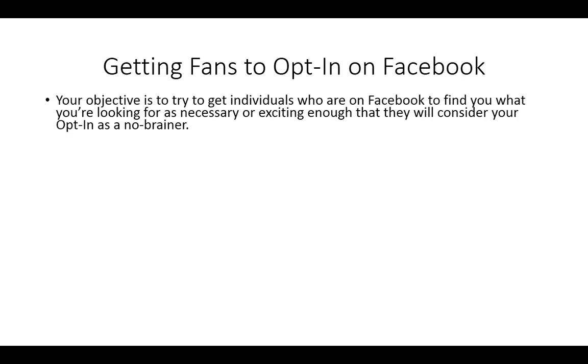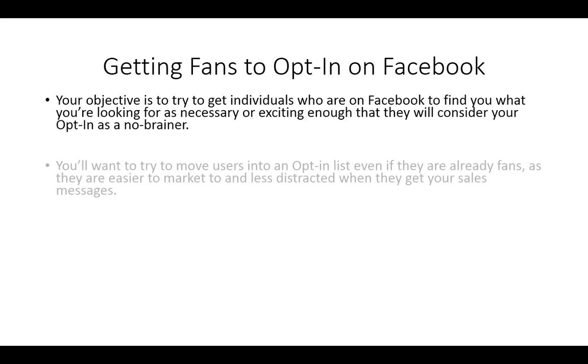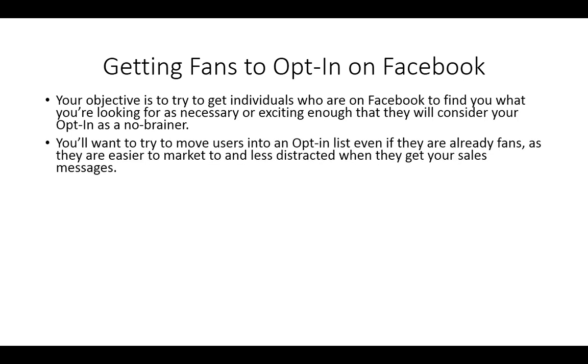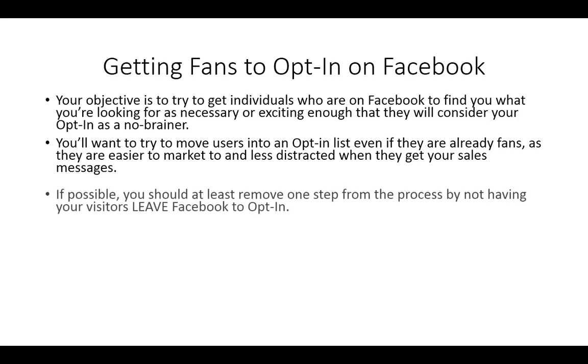So when you are really paying attention to what it is that they're posting about, paying attention to the things that they're discussing on your fan page, you want to use that in order to create your opt-in bribe. And you want to try to move users onto an opt-in list even if they are already fans. They're going to be easier and less distracted when they're on your list when they get your sales messages. So even though you have maybe hundreds and maybe even thousands of fans, getting those fans onto an opt-in list will really help you to propel your income even more so than if they are fans on your fan page.